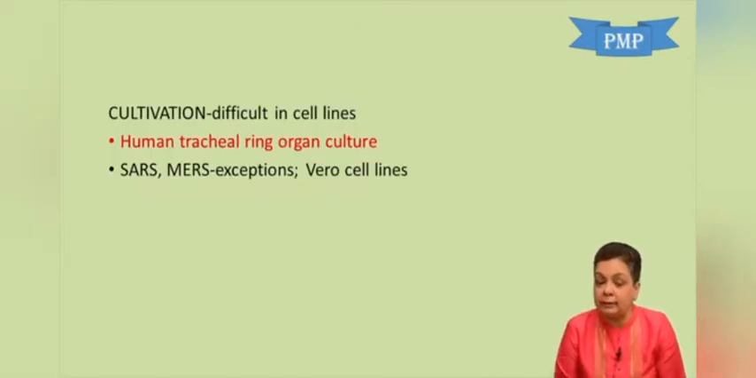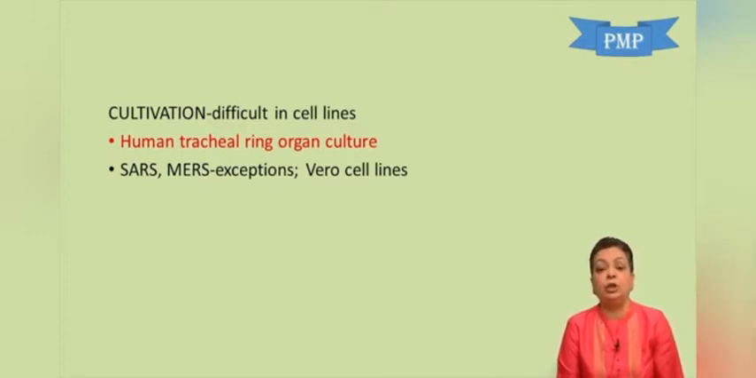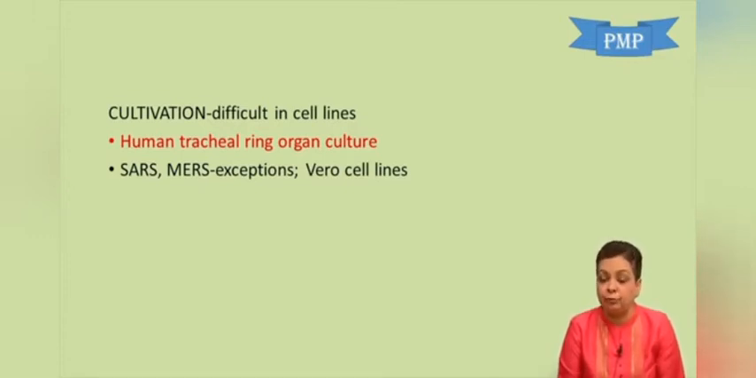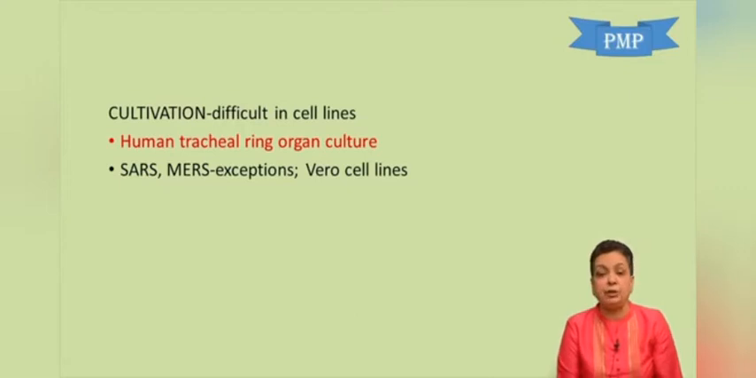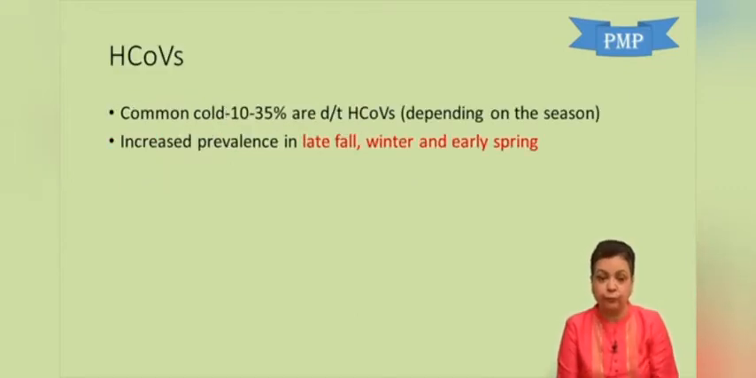Cultivation of coronaviruses is very difficult. In fact, they grow only on organ culture derived from tracheal rings. So they grow on human tracheal ring organ cultures. The exceptions to this are SARS and MERS. They can be easily grown on Vero cell lines.